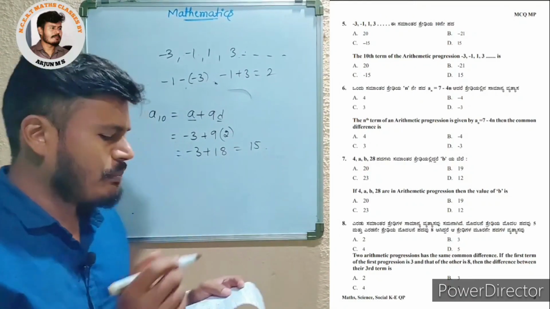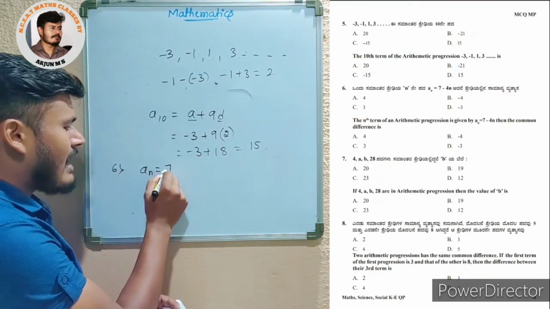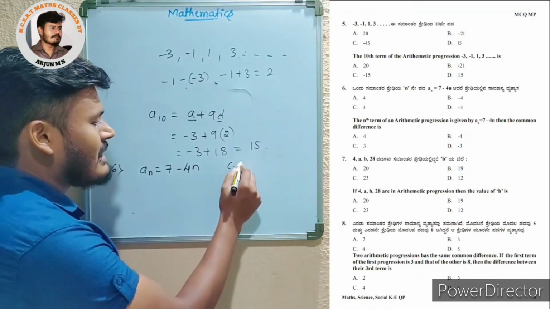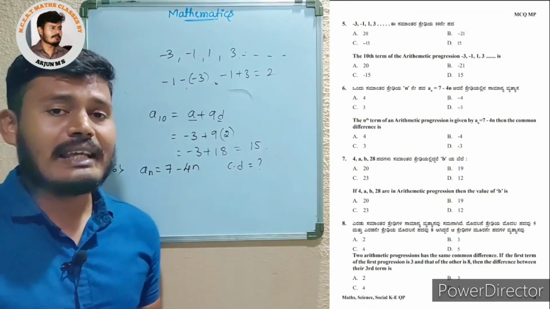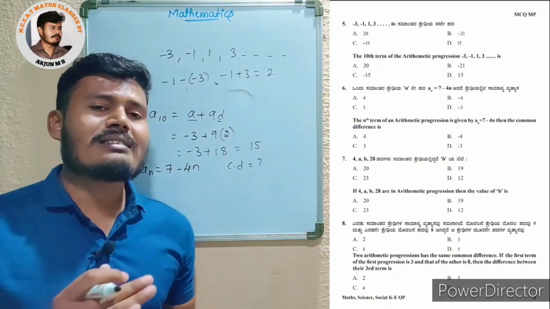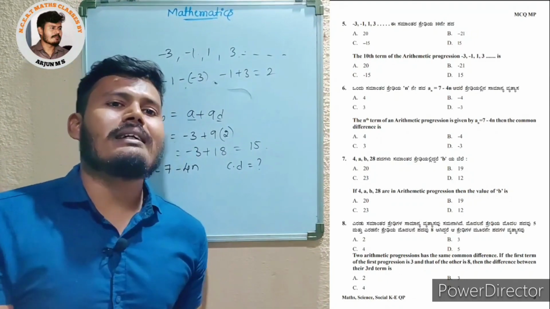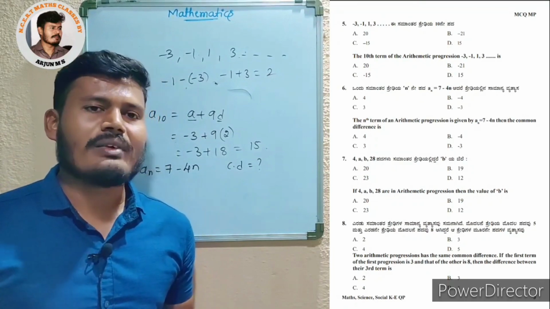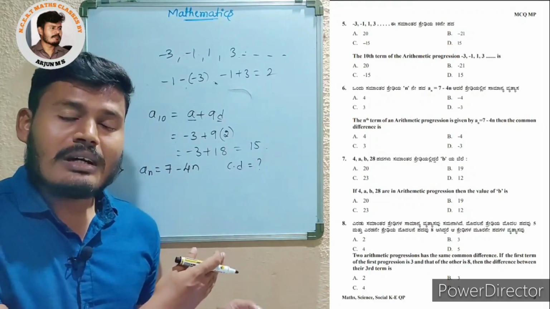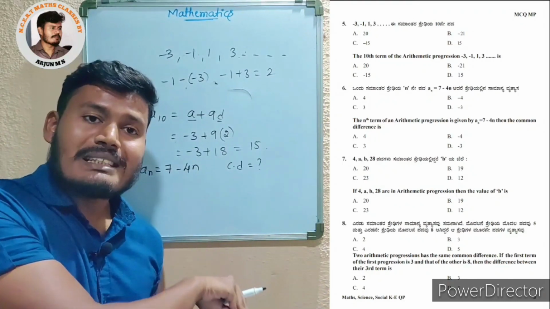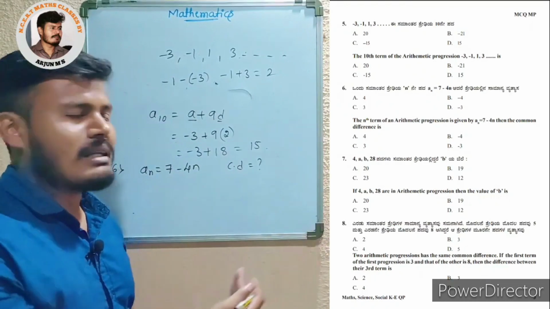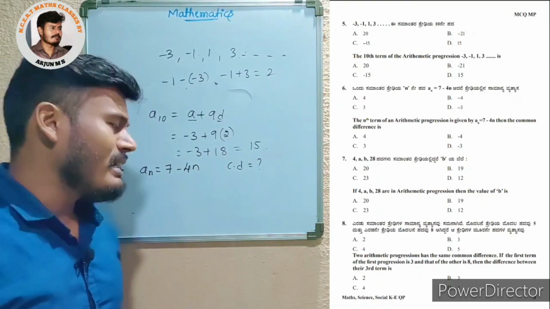The nth term of an AP is an is equal to 7 minus 4n. Then the common difference is, they are asking you to find out the d, small d, that means common difference. So common difference means the difference of any term and its preceding term. We already know the definition of common difference. So the difference of any term or any number and its preceding term. So the preceding term we have to subtract from the next number, then you will get the common difference.